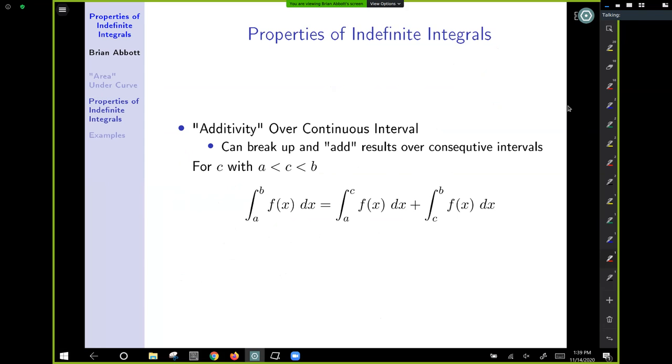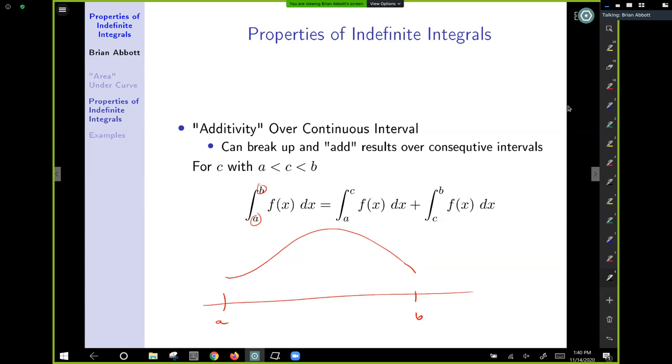Okay, so here's another important thing that we actually use when we're trying to find areas. It's called the additivity of the integral over a continuous interval. Basically what this says is you can break up and add the results of consecutive intervals. So you've got your integral going from a to b. You've got some function from a to b, and our function looks something like this.